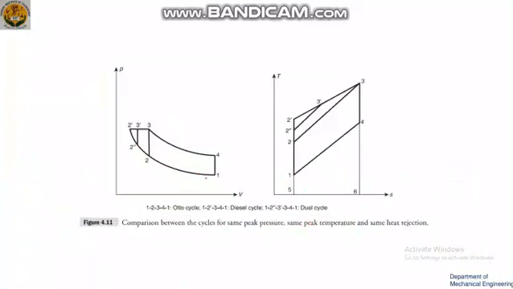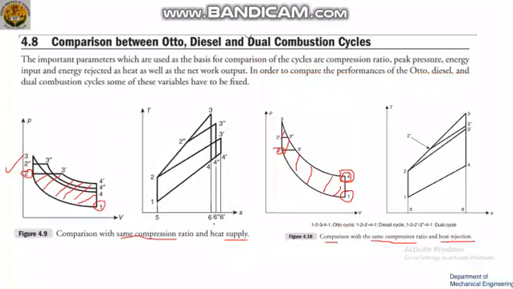So we can say that for the same compression ratio and heat rejected, Otto cycle is more efficient than the other two cycles. So in this 4.11, we have the comparison between the cycles for the same peak pressure and temperature. You can see here the peak pressure is same, and also the peak temperature is same for all the three cycles. So if we keep this pressure and temperature same for all the three cycles, the diesel cycle is more efficient than any other cycle.